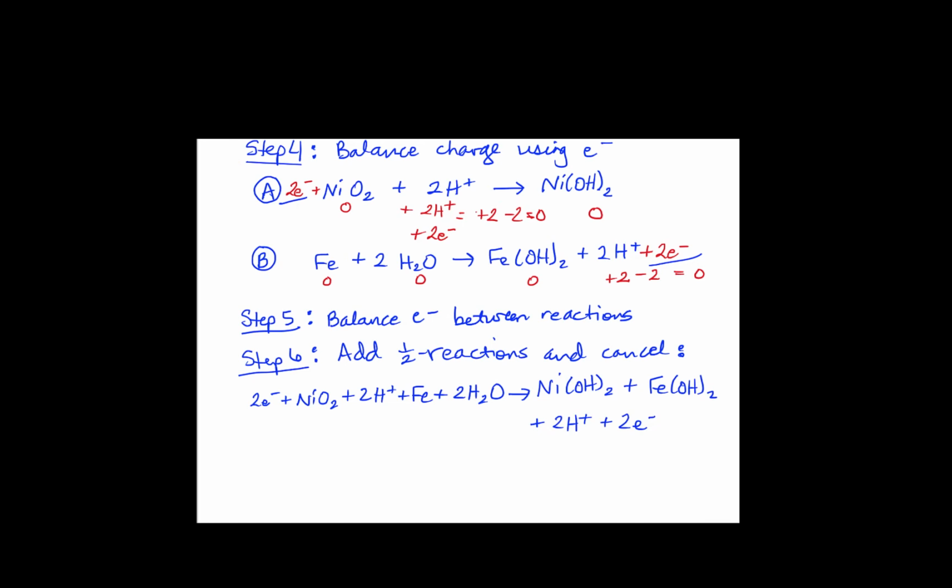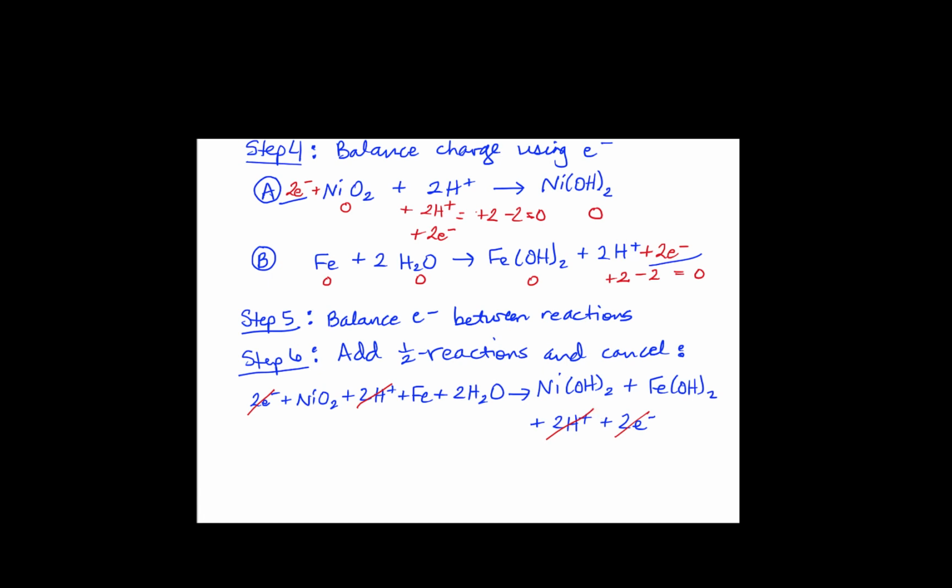Now, if you've done it right, your electrons will cancel. And that's one of the ways you can know that you've done it right. Because the number of electrons that are going into one half reaction have to equal the number of electrons that are coming out of the previous half reaction. So here I can also cancel 2 hydrogens on each side, and then that's it. So when I finish up, I'm almost done here.